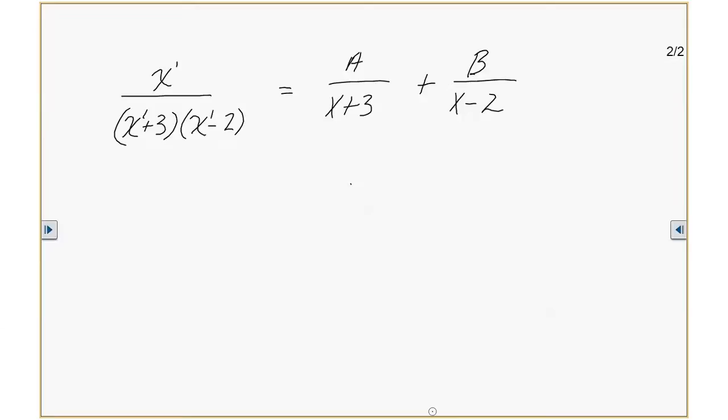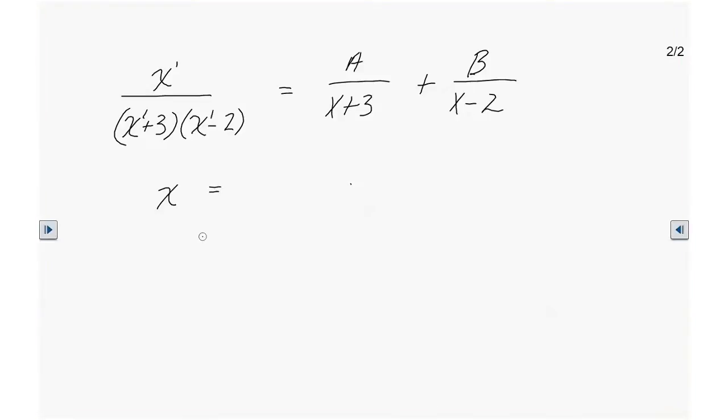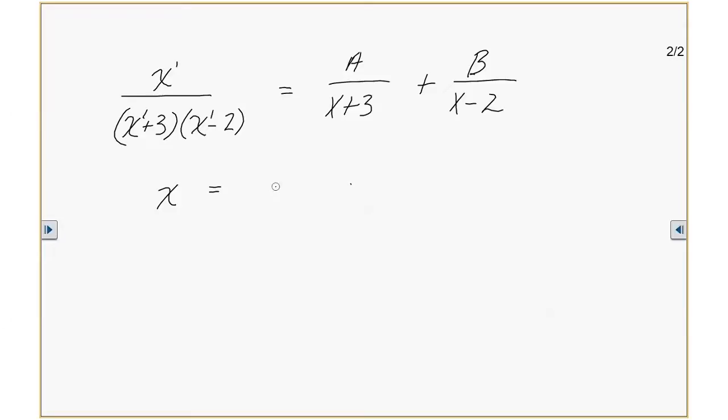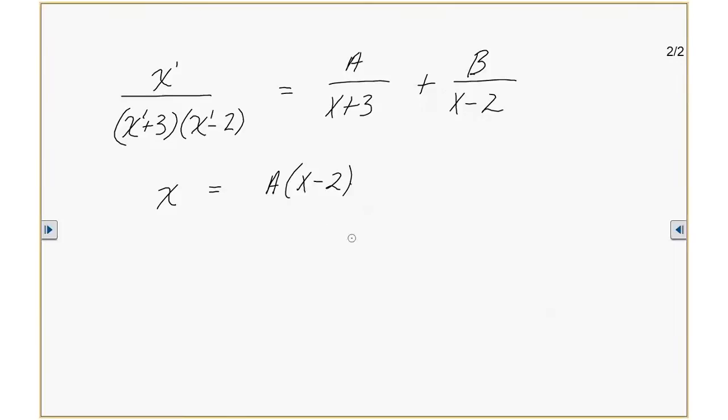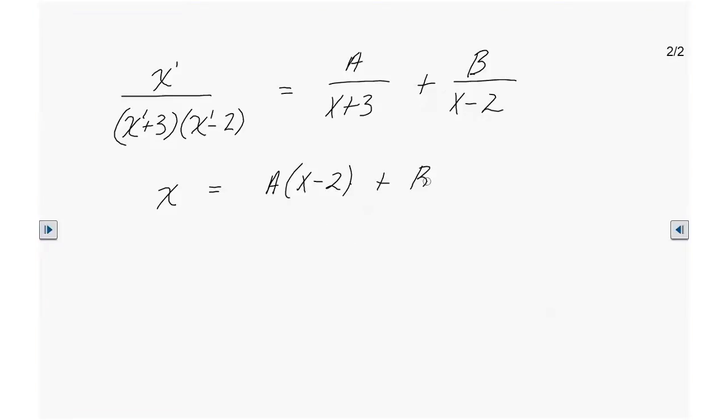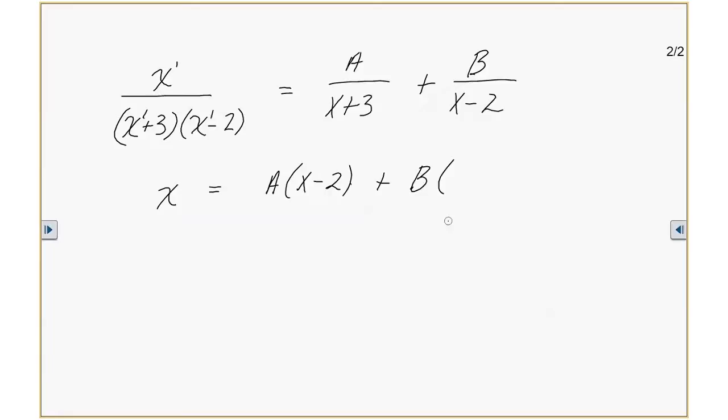Multiply both sides through by what? X plus 3, x minus 2, Hubert. That's right. And you get x is equal to what? A times x minus 2 plus B times what? X plus 3.